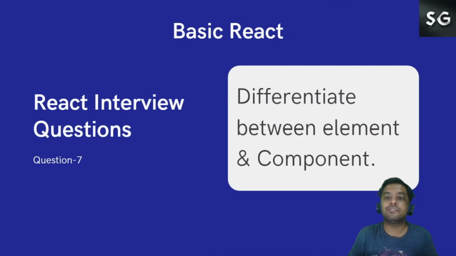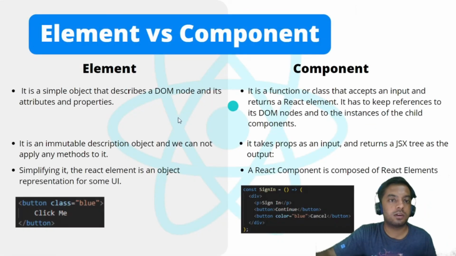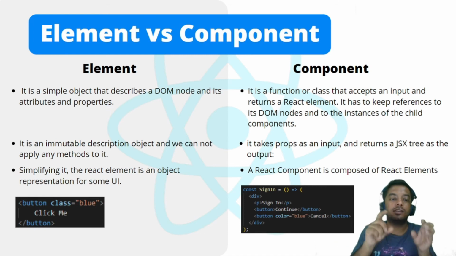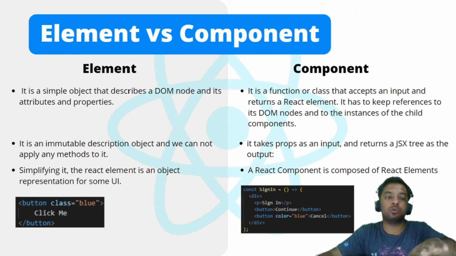The next question is: differentiate between element and component. So an element is a simple object that describes a DOM node, the Document Object Model, and its attributes and properties. We can say an element is like a single HTML tag, but don't consider it HTML here, it's JSX. But for understanding purposes, we can say that it's a simple HTML tag.